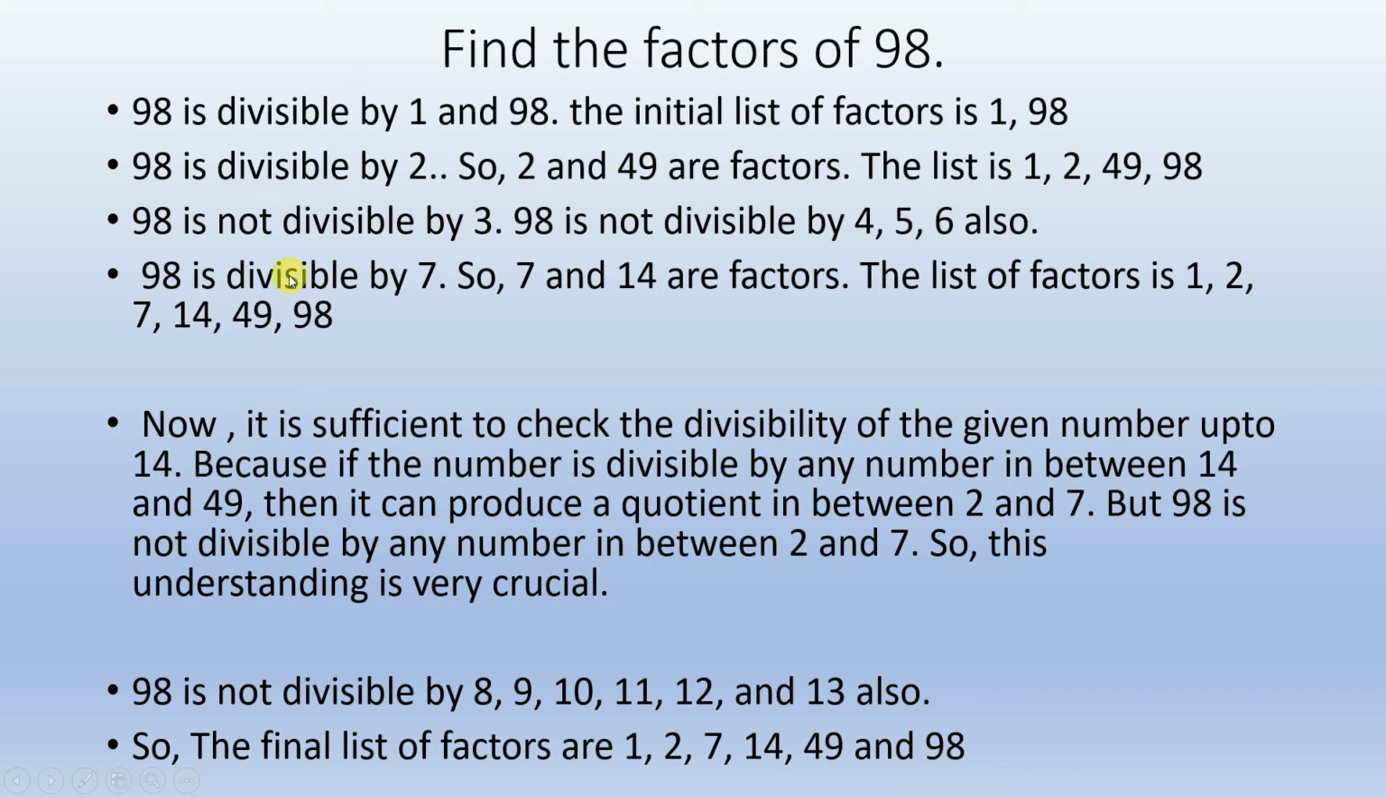Now here, after checking the divisibility for 7, we can understand this concept. Sorry, it is sufficient to check the divisibility of the given number up to 14. You don't have to go beyond 14, because if there is a number in between 14 and 49 that divides 98, then there must be a number in between 2 and 7 that also divides 98. Okay. So this understanding is very crucial.